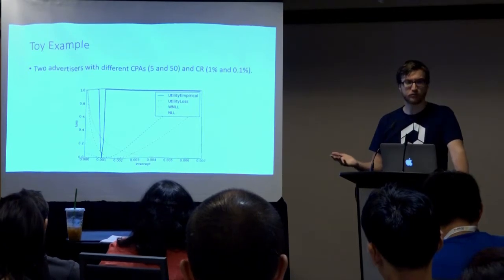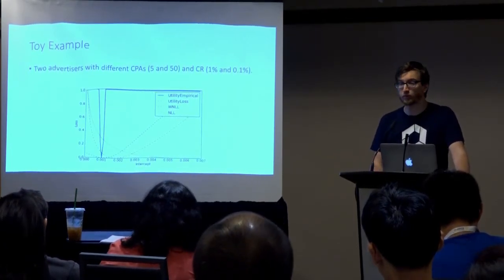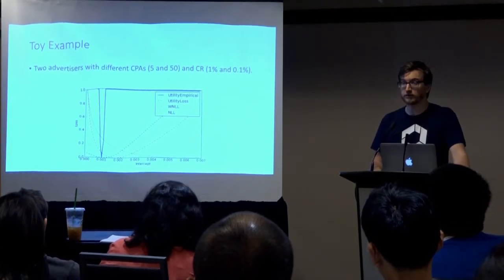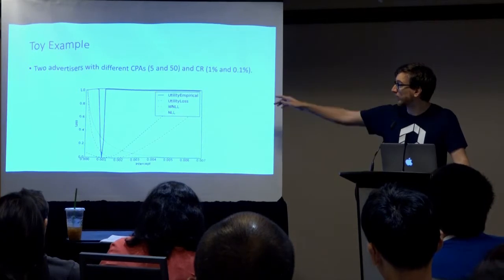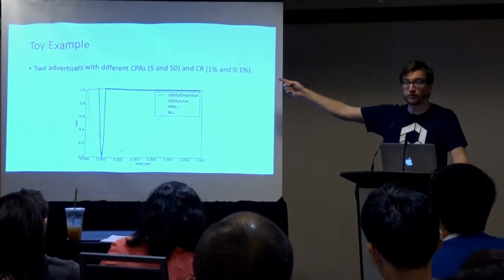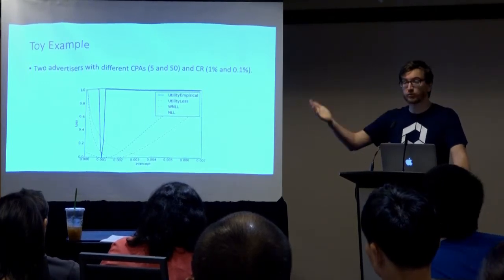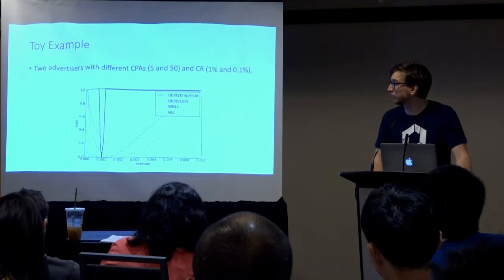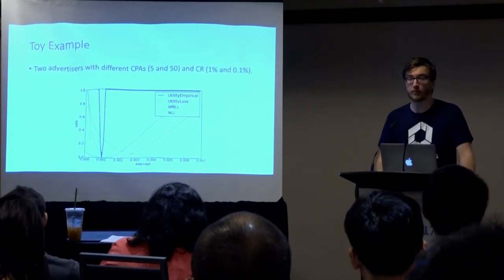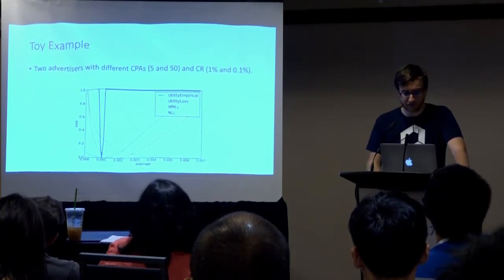And maybe to convince you further of this idea, we also have a toy example where we compare two advertisers with two different conversion rates and two different CPAs. Here we have an advertiser with a lower conversion rate but a higher CPA. So to some extent, they should be equivalent, because the CR is lower but the conversion is more valuable, since the CPA is higher. So when we optimize, we should care about this.